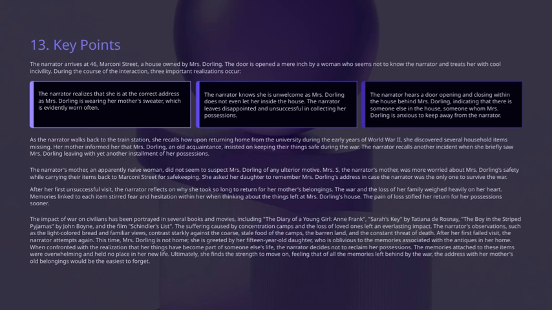When I realize that my things have become part of someone else's life, I decide not to reclaim them. The memories attached to these items are overwhelming and no longer belong in my new life. Eventually, I find the strength to move on.